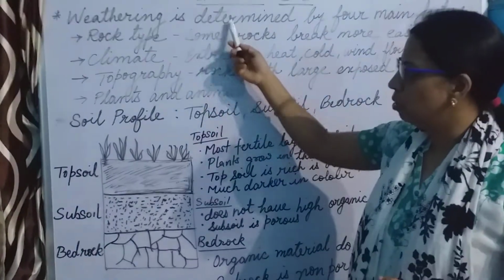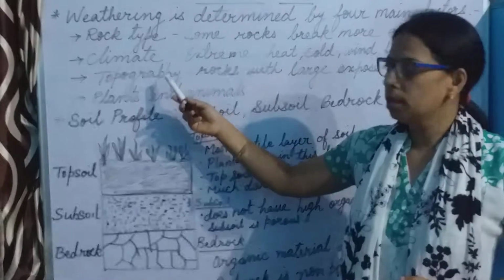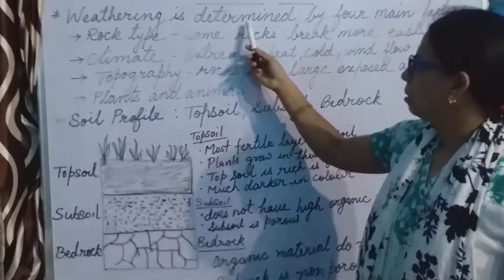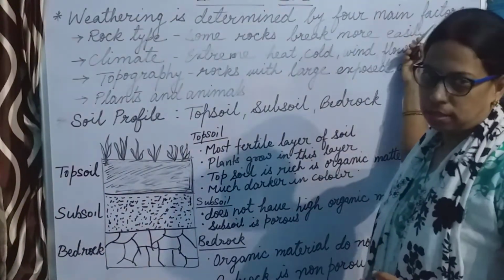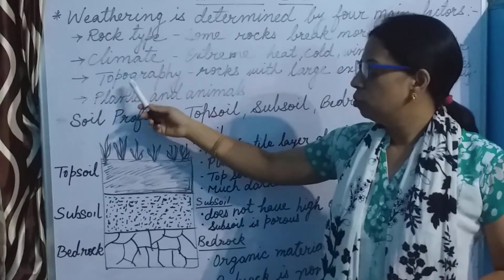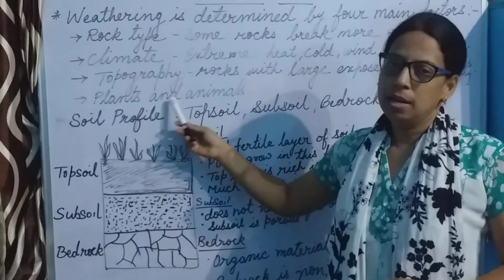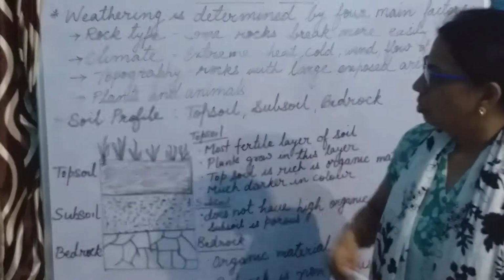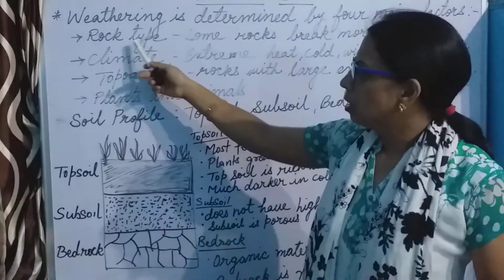So here you can see on the board I have written down the points. The weathering is determined by 4 main factors. Those are rock type, climate, topography, plants and animals. Now taking it one by one, rock type.